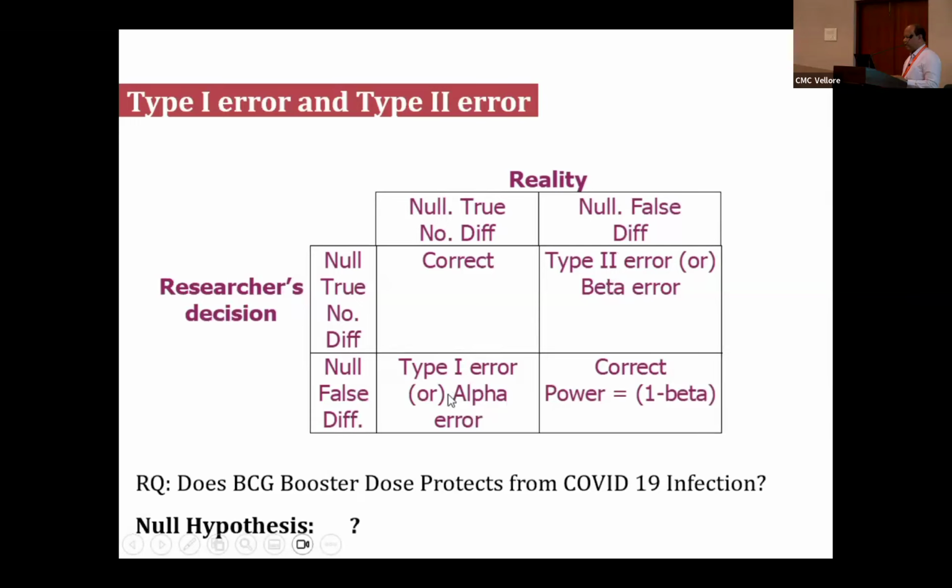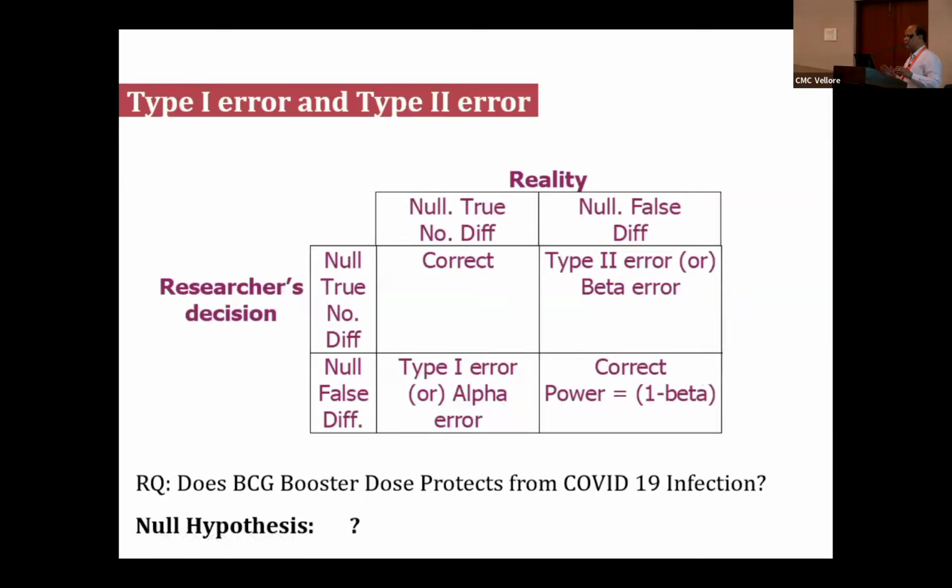On the other hand, here you say there is a difference. So in fact, there is no difference here. When you say the reality is there is no difference, rejecting the null hypothesis means you are saying the null hypothesis is false, there is a difference. In fact, there is no difference. That is alpha error. That is the p-value also. This is very important. And here we say power is 1 minus type 2 error.